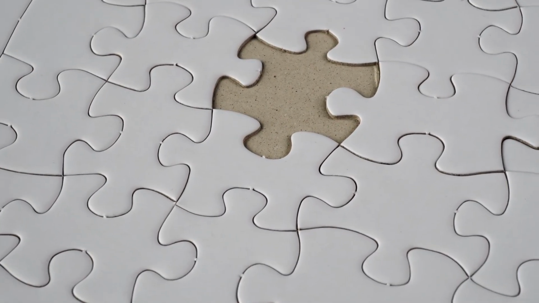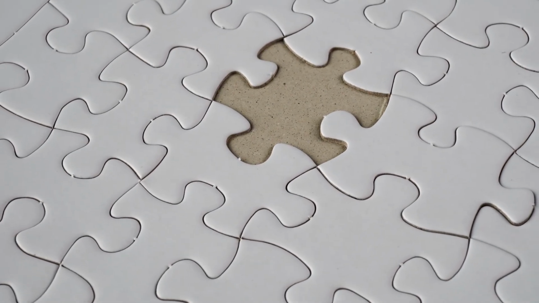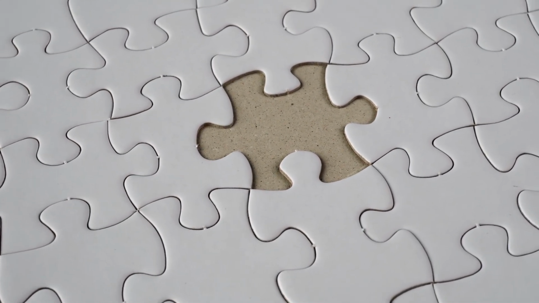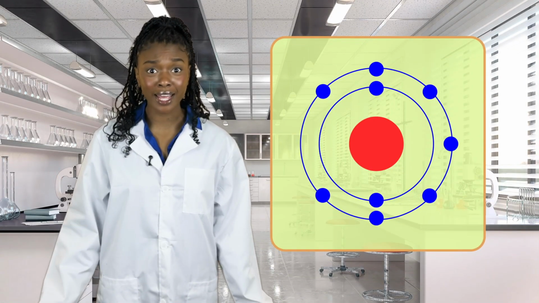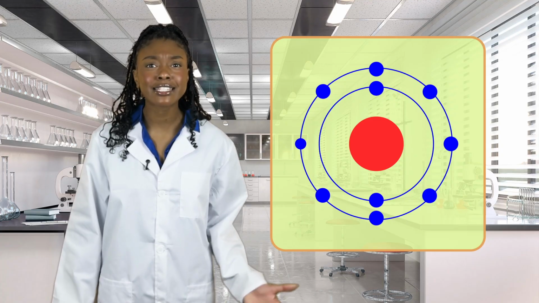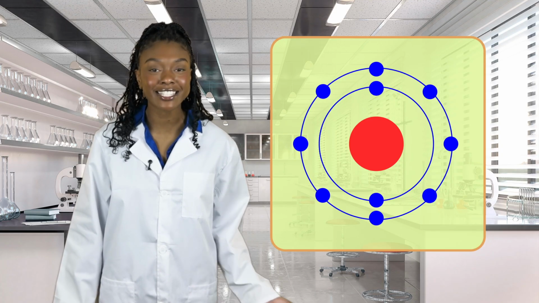Imagine you're finishing a puzzle and need one last piece to complete it, but it's missing. You'd probably want to find it right away. Atoms act the same way. If an atom has 6 or 7 valence electrons, it's eager to gain enough to complete its outer shell.